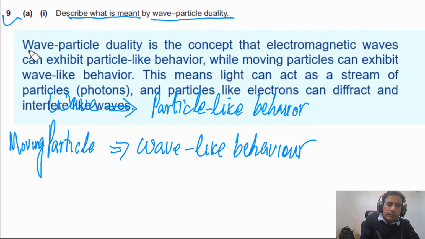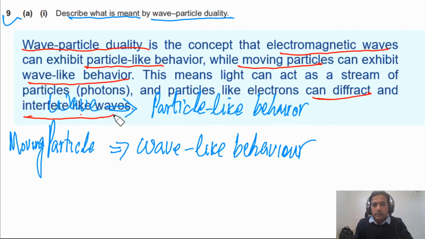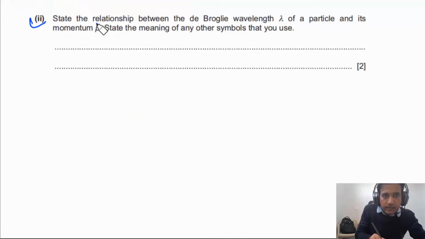So you have mentioned wave-particle duality is the concept that electromagnetic waves can exhibit particle-like behavior, while moving particles can exhibit wave-like behavior. This means light can act as a stream of particles, meaning light consists of photons, and particles like electrons can diffract, they can interfere like waves. Second part says, state the relationship between the de Broglie wavelength of a particle and its momentum p.